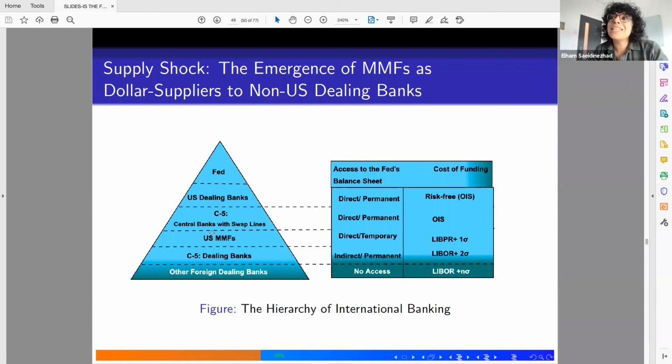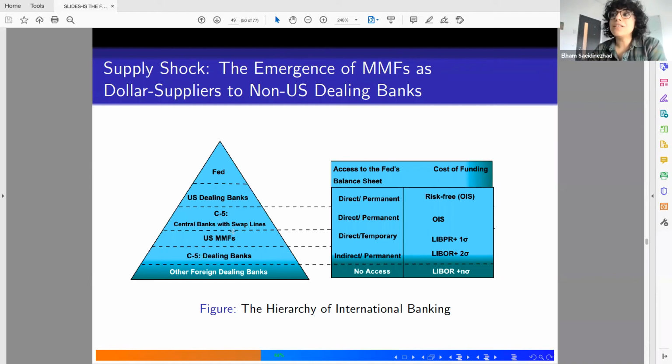So this means that the very fact that the US dealing banks are exiting the market, at least for the other banks that belong to the C5 or to these 5 countries, is not going to be a major change. Still, it is going to increase their cost of funding, but the increasing cost of funding is not going to be as important. However, these central banks only basically provide funding to these banks in their jurisdictions during the crisis.